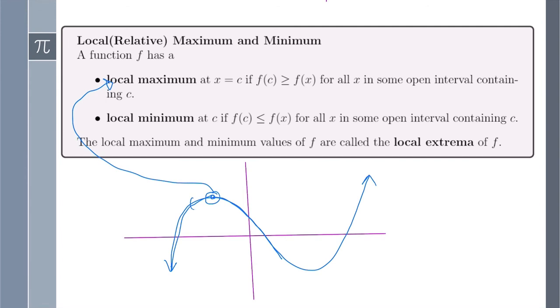Or if I take a small interval, the highest value of the function in that open interval is what the local maximum is. Similarly, if the function is decreasing and turns to increasing, then that turning point represents the local minimum. Or if I take a small open interval, the minimum value of the function in that open interval represents the local minimum. And in general, we call local max or local min local extrema.